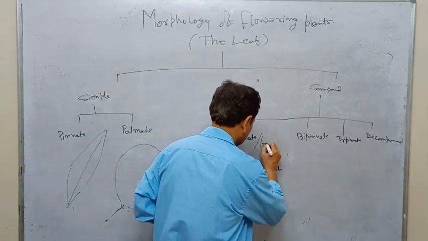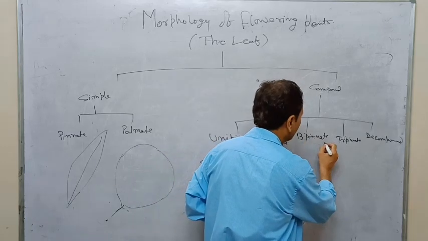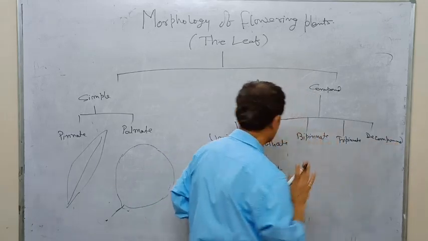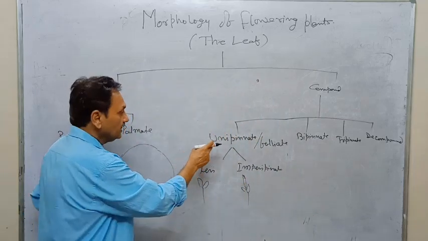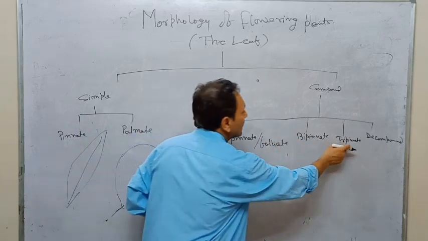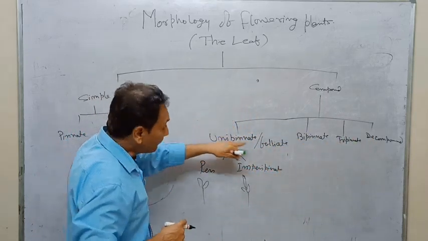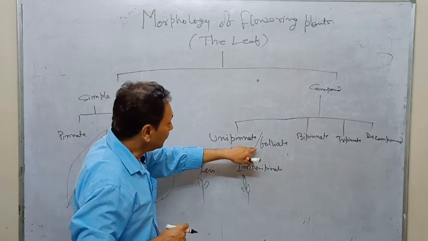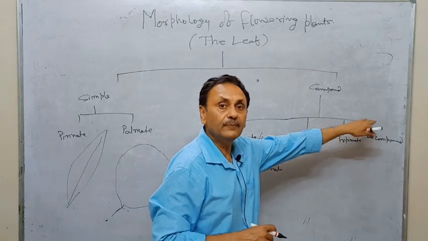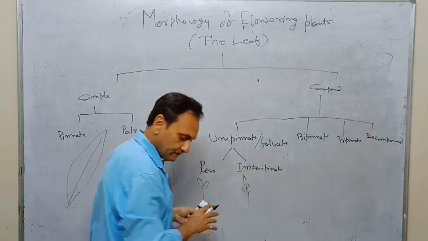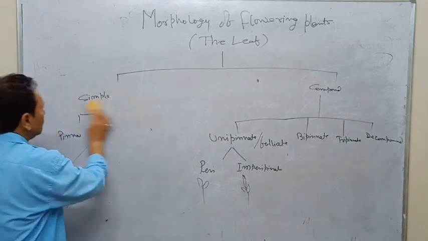unifoliate, bipinnate or bifoliate, tripinnate or trifoliate, like that. If it is pinnately compound, then it is called unipinnate, bipinnate, tripinnate or decompound. If it is palmately compound, then that is called unifoliate, bifoliate, trifoliate, tetrafoliate or pentafoliate. We will discuss it with the help of the figure.